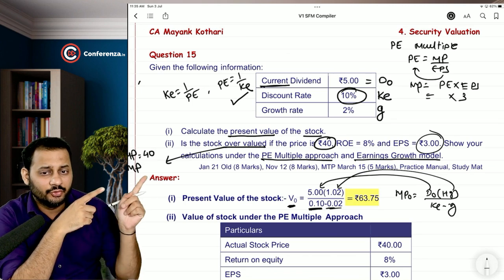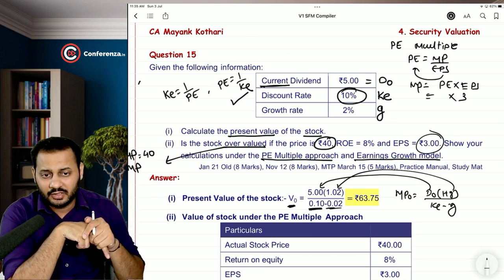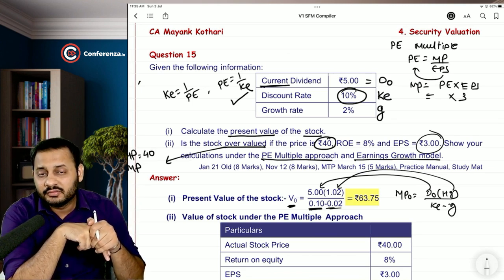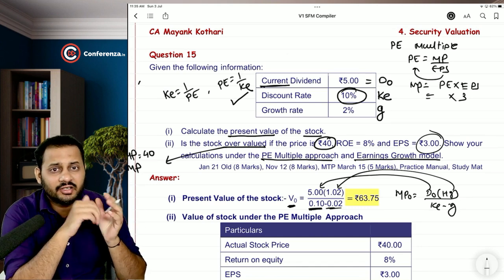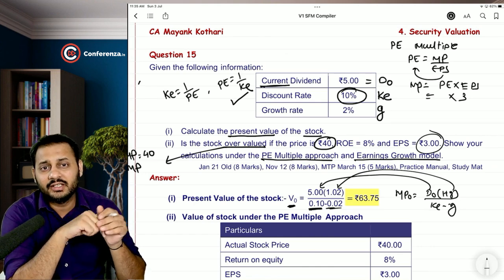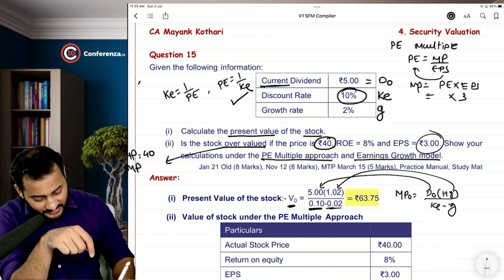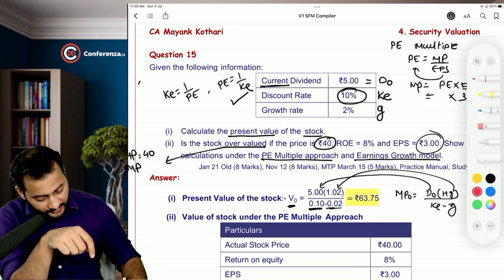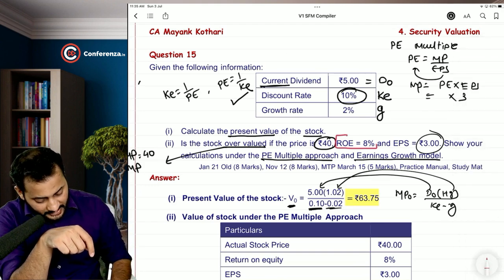But what is the use of that 8%? I was also confused in the beginning. 8% is the return on equity. It is not the cost of capital. And if you look at the answer, they have used this 8% as cost of equity. And that's where the ambiguity starts.